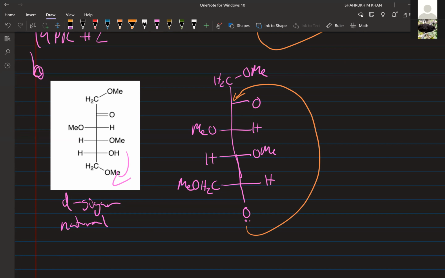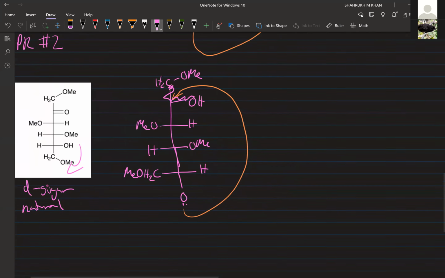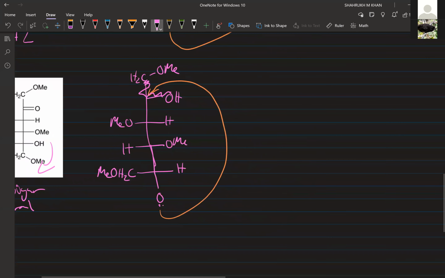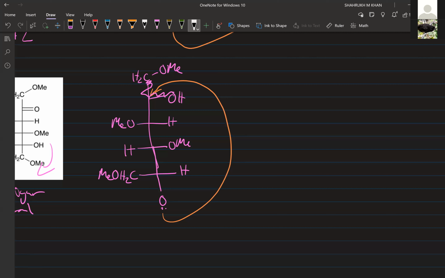Now, once again, it depends on the face. If this went top or bottom, the CH2OMe could be up and the OH that forms could be down. And if it went the other way, this would be up and the other one would be down. So technically, these are both anomeric. You could put a squiggly here, you could put a squiggly there. We're unsure of which direction the groups are at the anomeric carbon. So let's do a labeling.